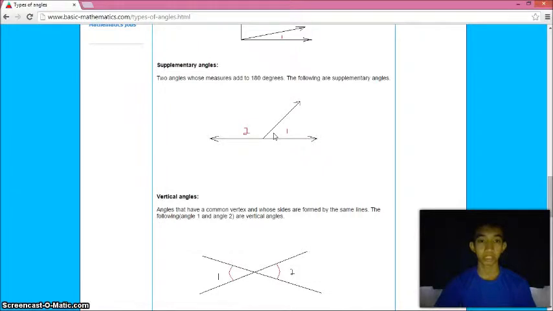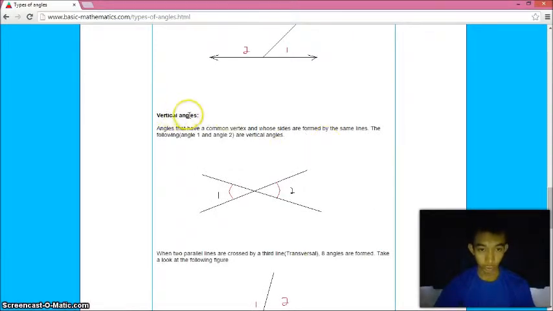And then supplementary angles, the same as complementary, but supplementary angles have measures that add to 180 degrees. So if you have 60 degrees here and you have 120 degrees at angle 2, you add up both angles, you will get 180 degrees. So those are supplementary angles.